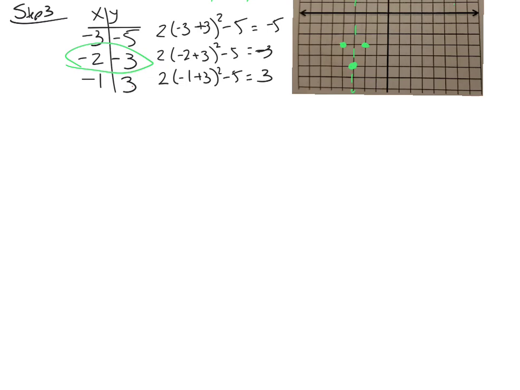Remember, so I count 1 block away from the dotted line, 1 block away, make the same dot. Now I do this one. I go left 1, up 3. 2 blocks away from the dotted line, so 2 blocks away from the dotted line. That's why I don't have to do 5 points.